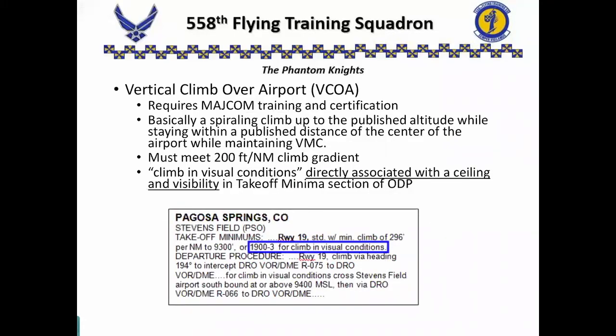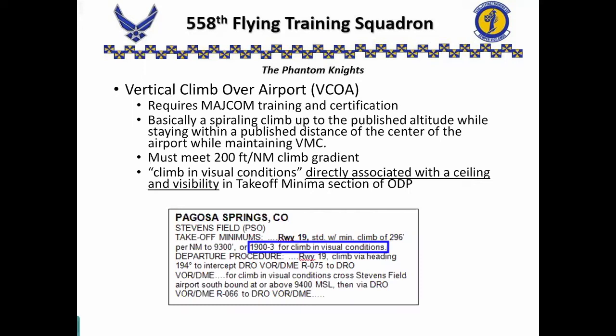Vertical climb over airport. Now this requires special MAGCOM training and certification. It's basically a spiraling climb up to the published altitude, staying within a certain distance from the center of the airport, more than likely staying over the airport property, and maintaining VMC. That's kind of an important part of it. We still have to meet our 200 foot per nautical mile climb gradient.